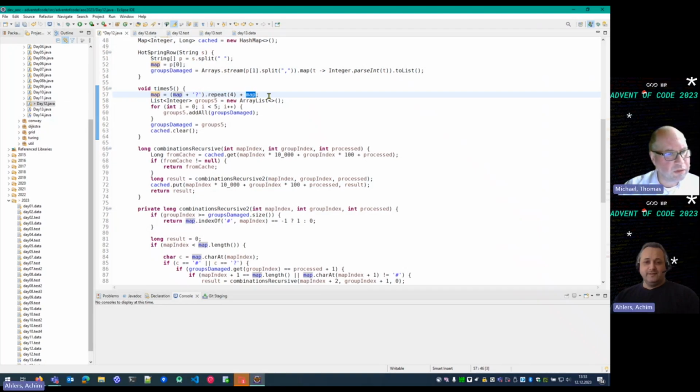So why do we have 4 times? 4 times with the additional question mark, and a 5th time without one. So we have 5 copies, and link them with additional question marks. Okay. And for the groups of damaged elements, we just copy the list 4 times over, so that we have 5 copies in total.